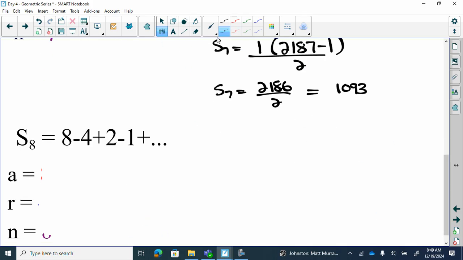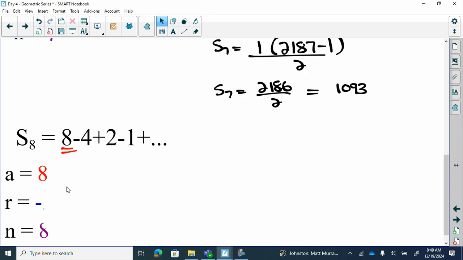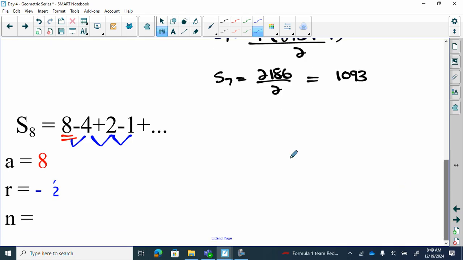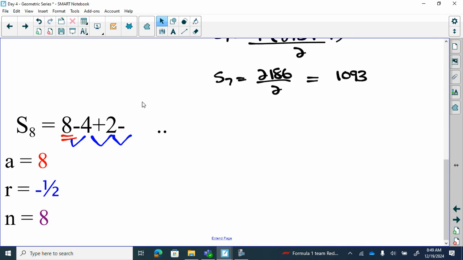S8. What is the A value in this one? What's the first term? 8. Thanks, John Boy. All right, what's the R value? See, Alexa. Careful, negative 4 divided by 8. Positive 2 divided by negative 4. Negative 1 divided by 2. Negative 1/2, that's right, or negative 0.5 if you will. And what's the N value?